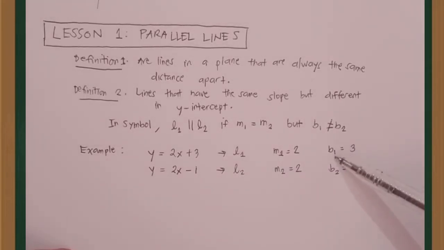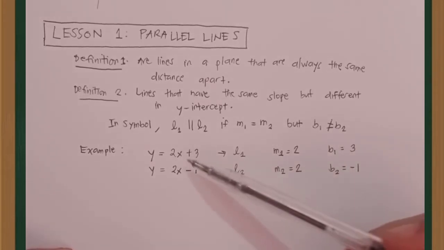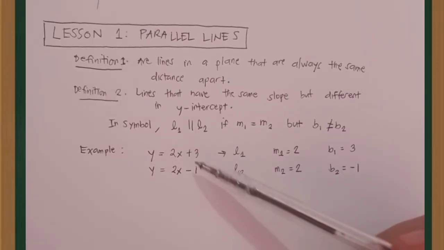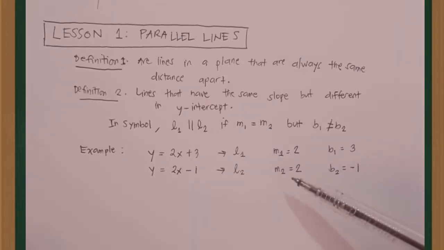So we have here an example of two parallel lines. Again, what are two parallel lines? They have the same slope but they don't have the same y-intercept. Am I clear? Very good.